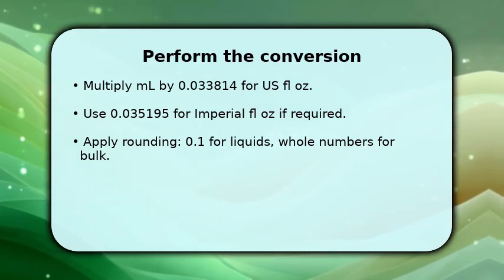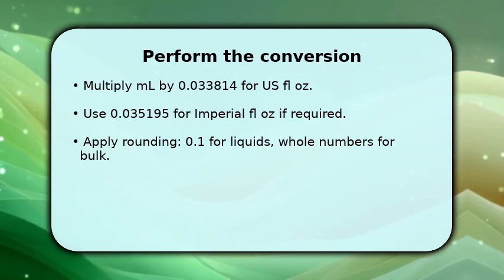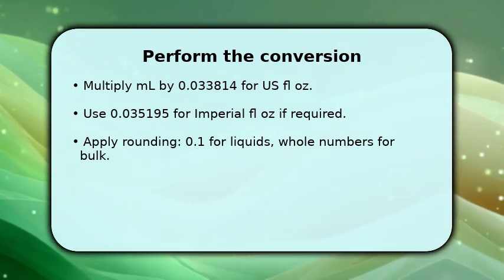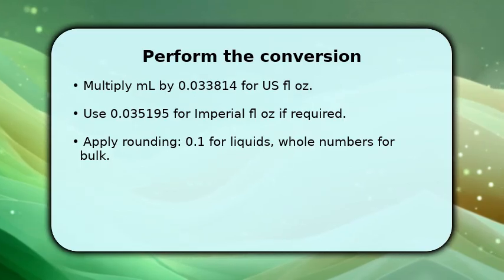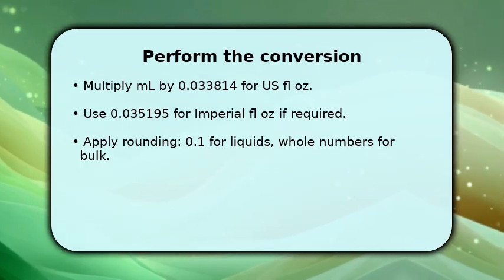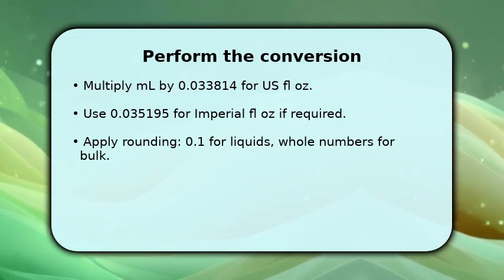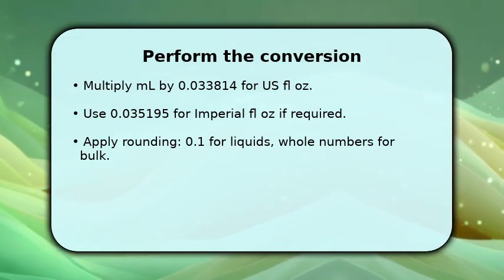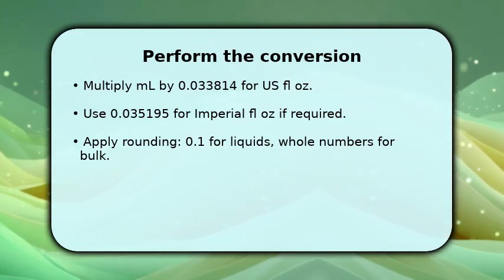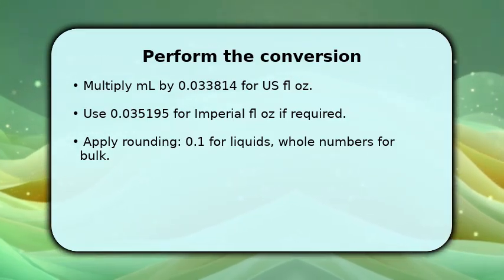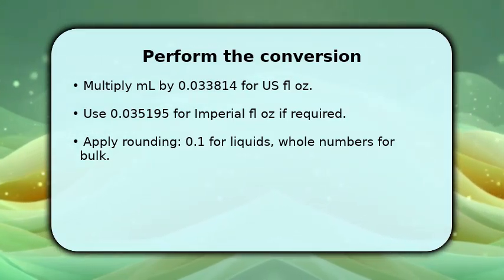If you need imperial, use 0.035195 instead. For example, multiply 250 ml by 0.033814 to yield about 4,535 Oz. Once done, decide rounding. Use 1 decimal for pouring liquids or round to whole numbers for larger batches. Make sure to check units after calculation.